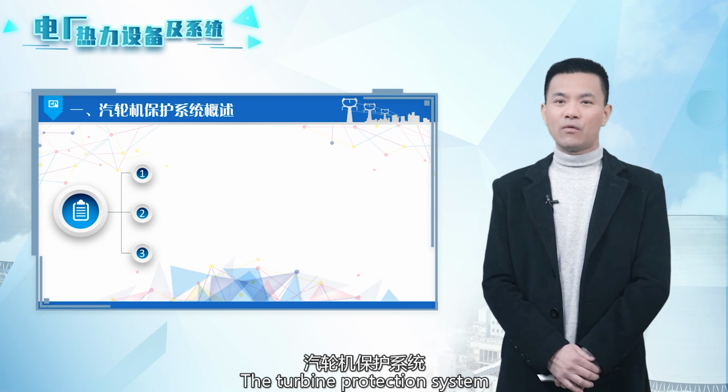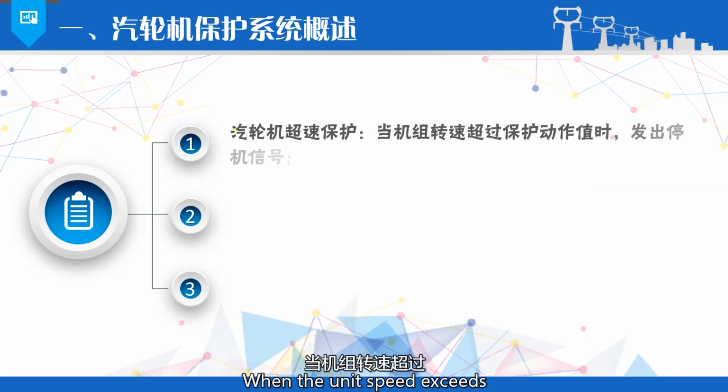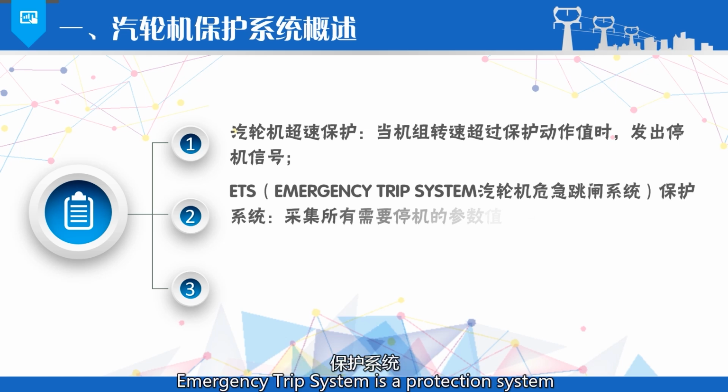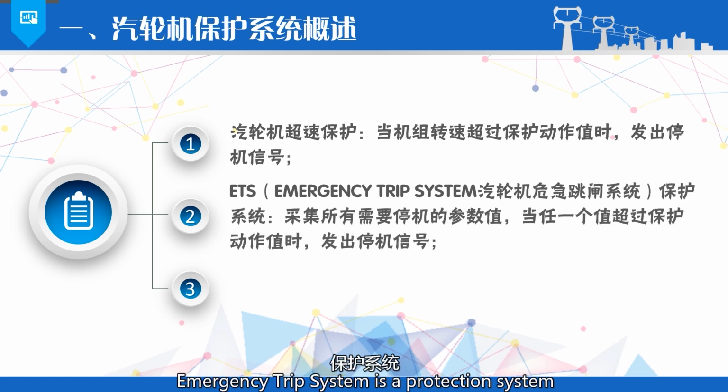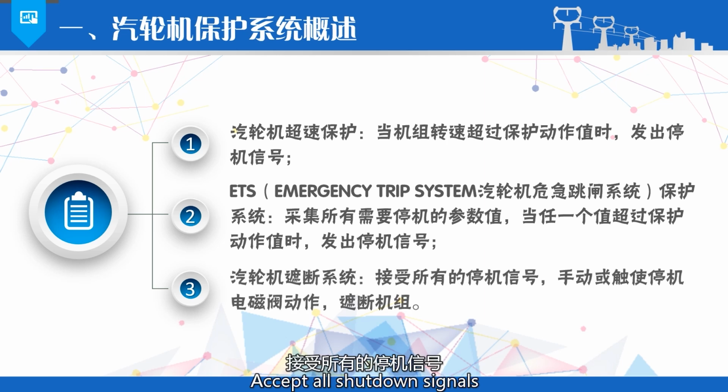The turbine protection system includes the following three parts. Turbine overspeed protection: when the unit speed exceeds the protection action value, a shutdown signal is issued. ETS, Emergency Trip System: a protection system that collects all parameter values that require shutdown and sends a shutdown signal when any value exceeds the protection action value. Turbine trip system: it accepts all shutdown signals, or is triggered manually, to trip the shutdown solenoid valve and trip the unit.